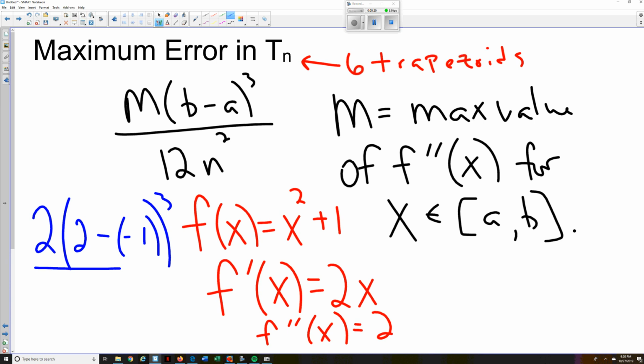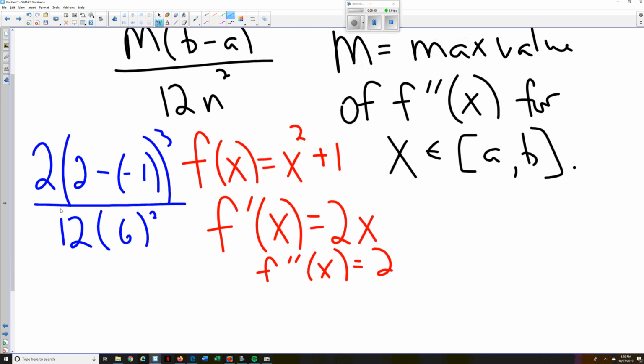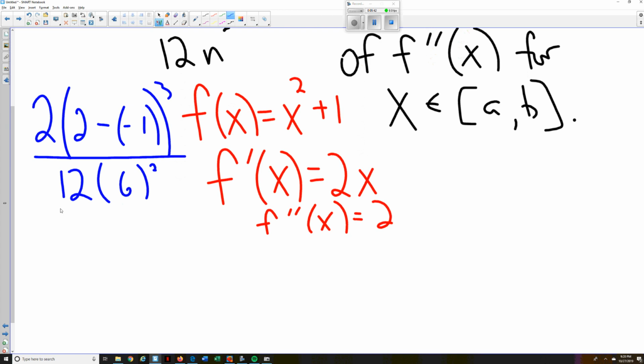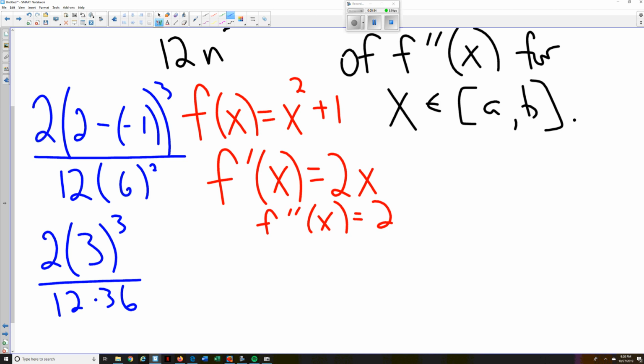That's cubed, all over 12, and we use 6 trapezoids squared. All right, and we're not going to worry about where this formula comes from or why it works. We're just going to use it. So we're saying our maximum error here is 2 times 3 cubed over 12 times 36.